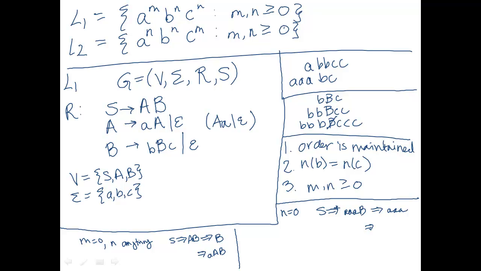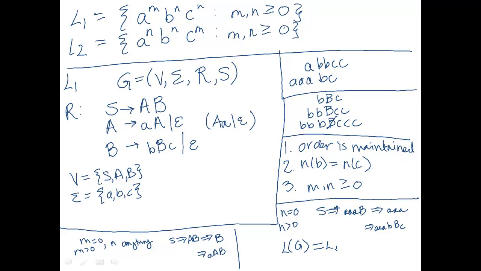Or instead, if I took the rule B goes to little b, big B, C, I could replace the B with as many B's and C's as I want. I can take that rule repetitively until I decide to take the epsilon rule, and so I'm going to get where N is greater than 0. Okay, and here I did that as well. N is greater than 0. Okay, so we've proved the third condition as well. So this grammar is definitely a grammar for L1. Okay, so we can conclude that the language of grammar G is equal to L1.